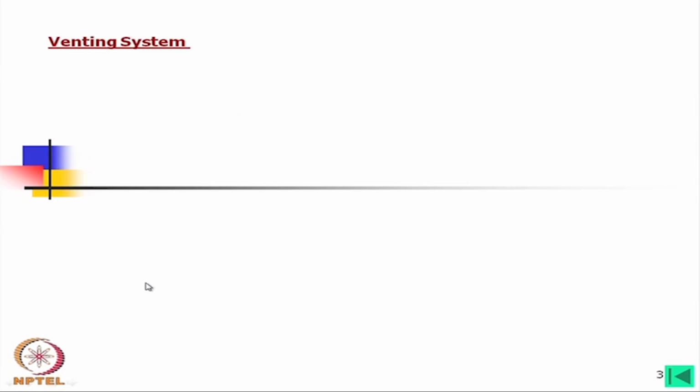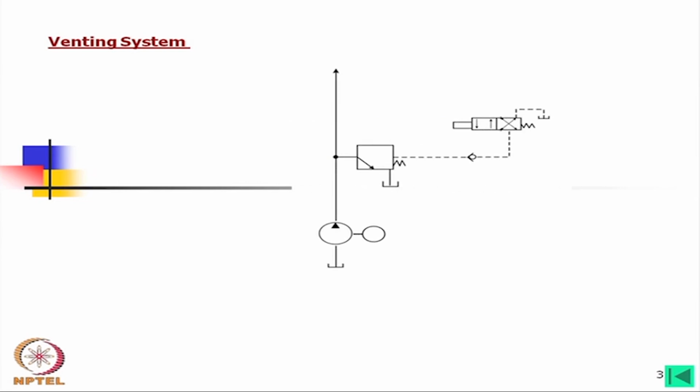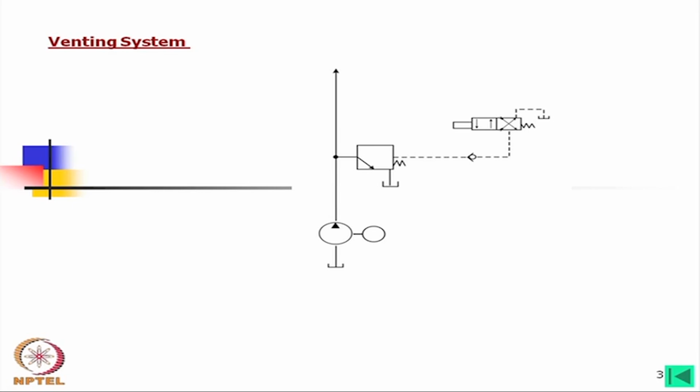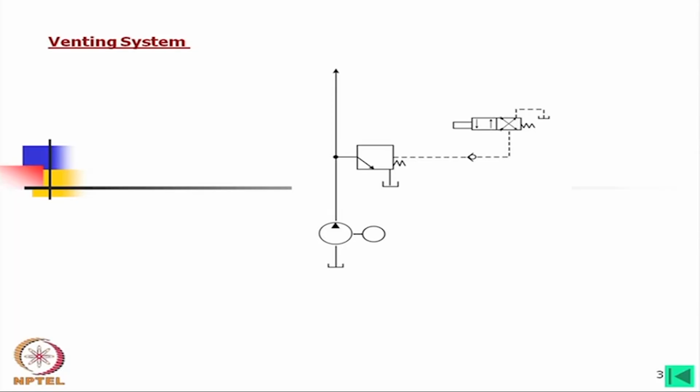Now, first I shall discuss a venting system. This is mostly with the pressure control valve. Why should I say mostly? It is with the pressure control valve. Apparently, it will look like a pressure relief valve, but we will find there is some constructional difference between an ordinary pressure relief valve and these valves that I am going to show in this lecture.